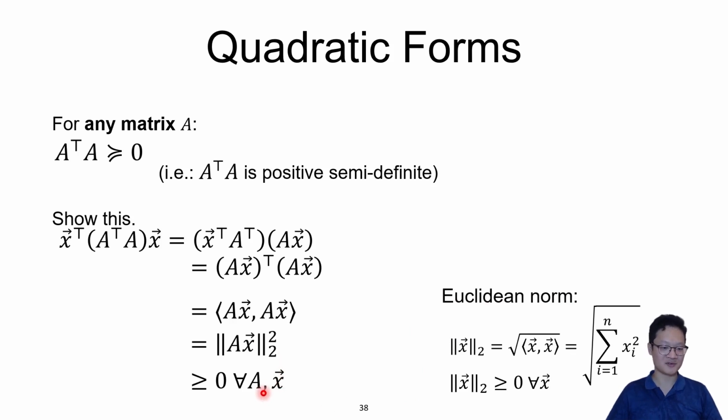Again, we didn't make any assumptions about what A is, and we also did not make any assumptions about what X is. Regardless of A or X, this statement is always true. So that shows that for any matrix A, A transpose A is positive semi-definite.